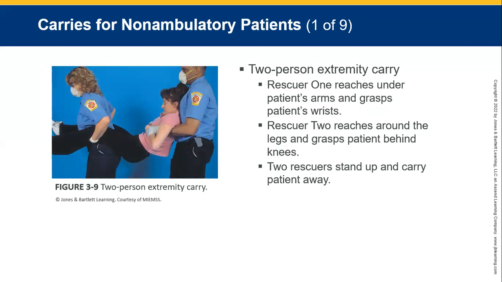Non-ambulatory patients, in other words, they're not walking or anything like that. One rescuer grasps under the arms, the other grasps the patient between the knees, and the two rescuers stand up and carry the patient away if possible. Just remember, you're flexing lots of joints and moving the patient a lot, so be as gentle as possible.